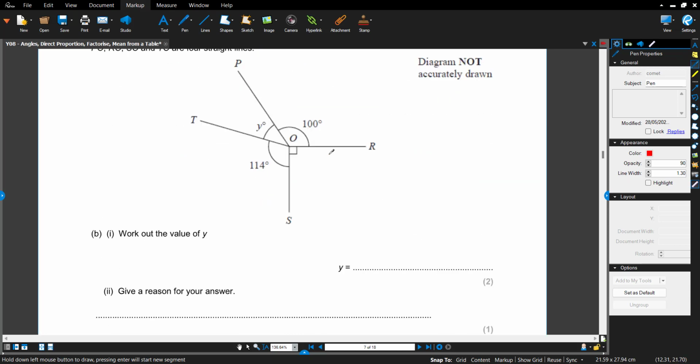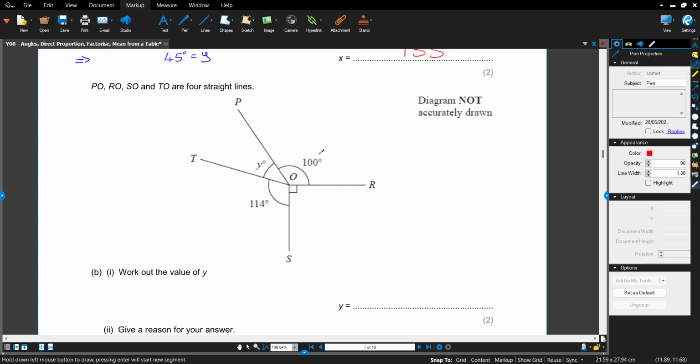Jeez, how many more of these do I have to do? Okay, work out the value of y. This should be straightforward. That's a right angle, 90 degrees. All of these together add to 360. So you're going to say it's 360 minus 114 minus 100 minus 90 equals y. So 360 minus 100 is 260, minus 90 is 170, minus 114 is 56 degrees. So 56 degrees. That's it.